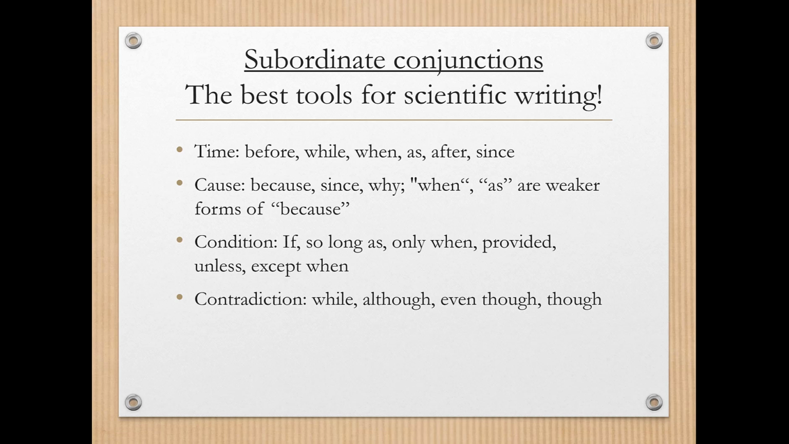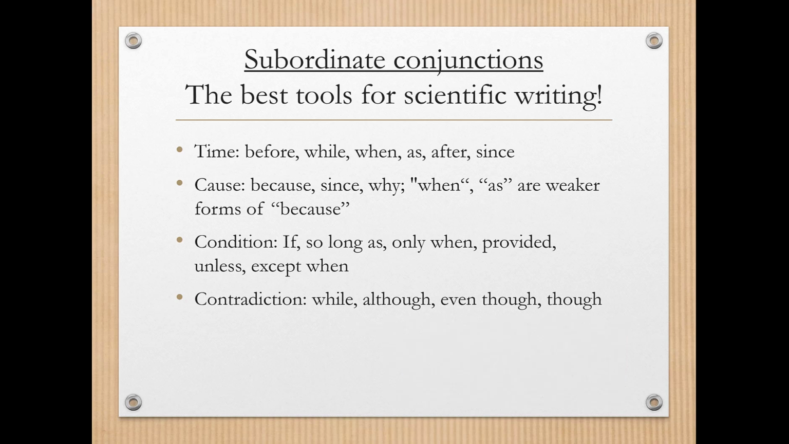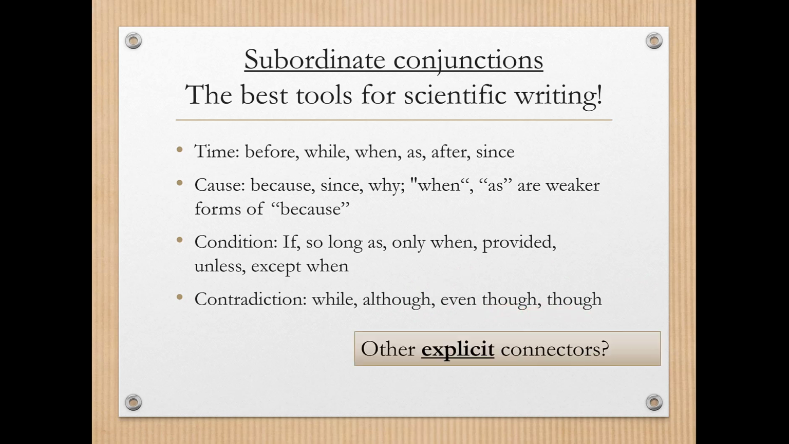And this actually frames our writing rather nicely. I'll talk shortly about storytelling and how often we want to describe a happy status quo situation, which then we'll end up disrupting in order to grab the reader's attention. So contradiction subordinate conjunctions are most useful. So while, although, even though, and though are good contradiction subordinate conjunctions.